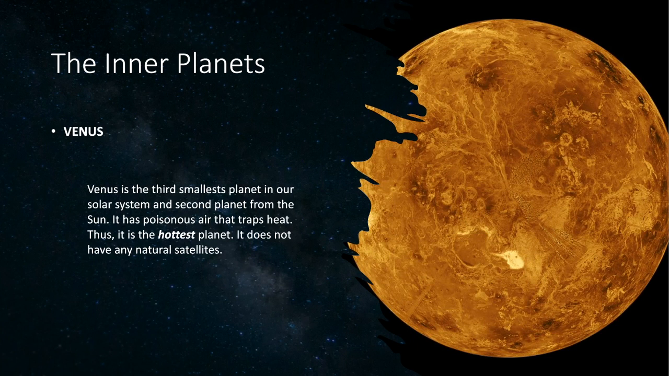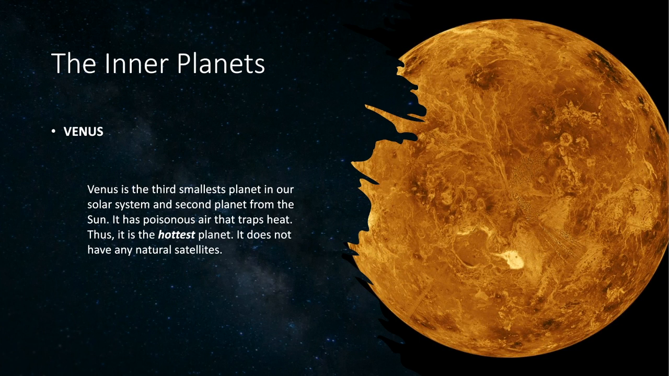The next planet we are going to learn about is Venus. So let's continue. Venus is the third smallest planet in our solar system and the second planet from the Sun. It has poisonous air that traps heat. Thus, it is the hottest, remember, the hottest planet. It does not have any natural satellite, the same as Mercury.